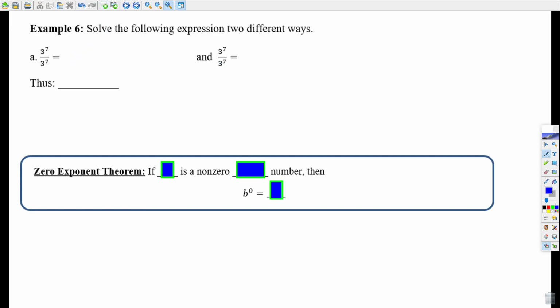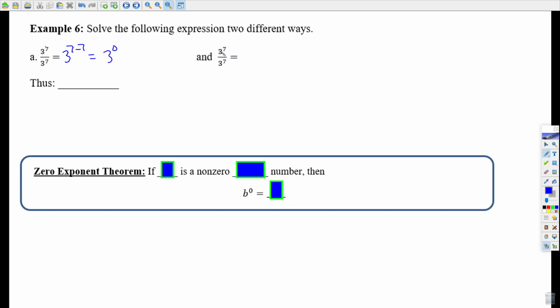Okay. So one way is to look at this and say, okay, they have the same base, right? I'm just going to subtract exponents. So it's going to be 3 to the 7 minus 7, right? Which would be 3 to the 0 power. Now the question is, what is 3 to the 0? Well, I'm going to leave it like that for now. I'm going to go over to this one. If we go back to this again and say, how else could we solve this?